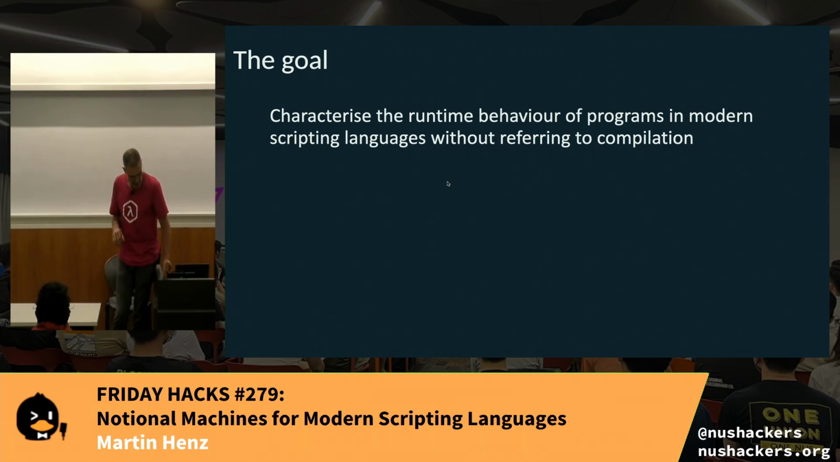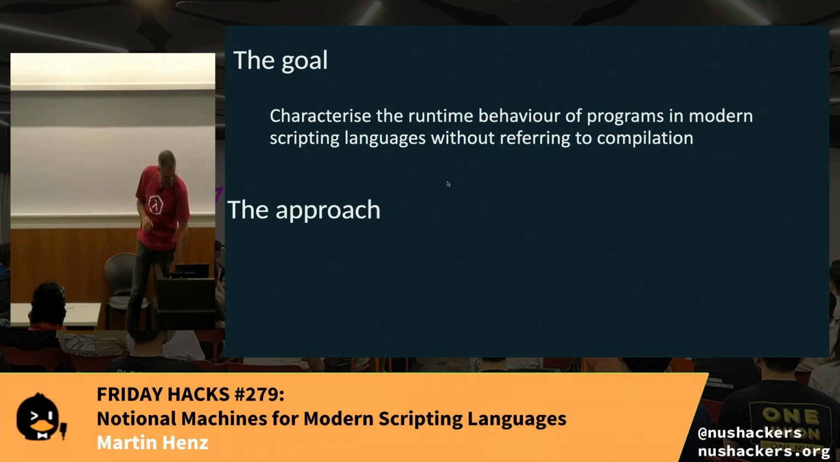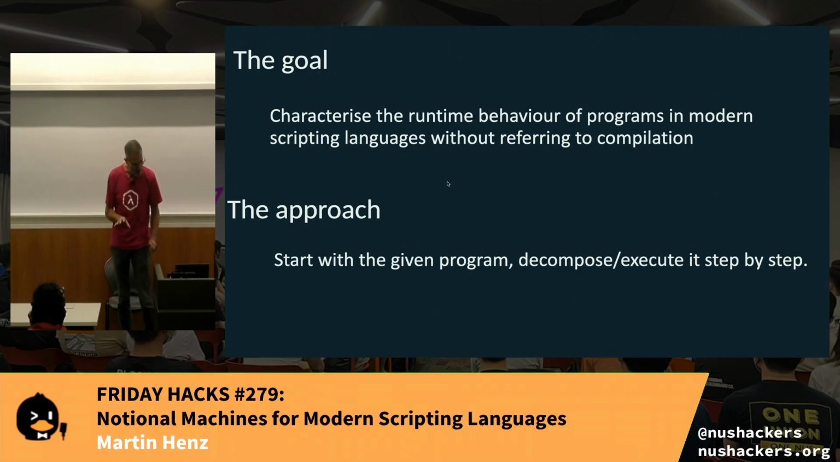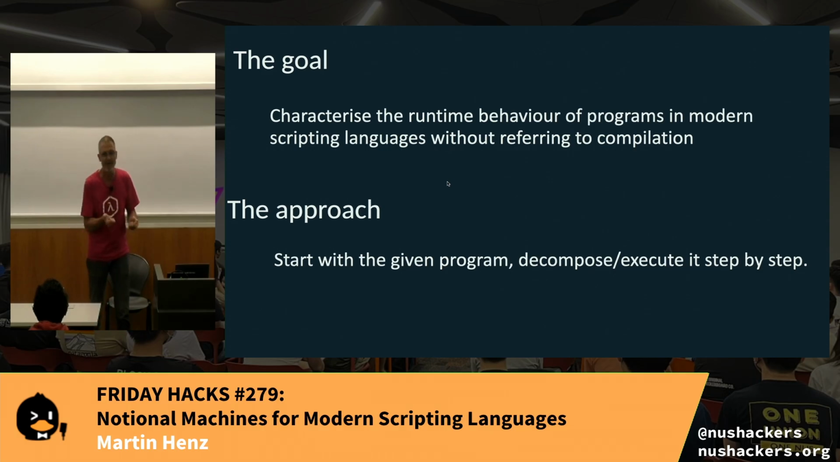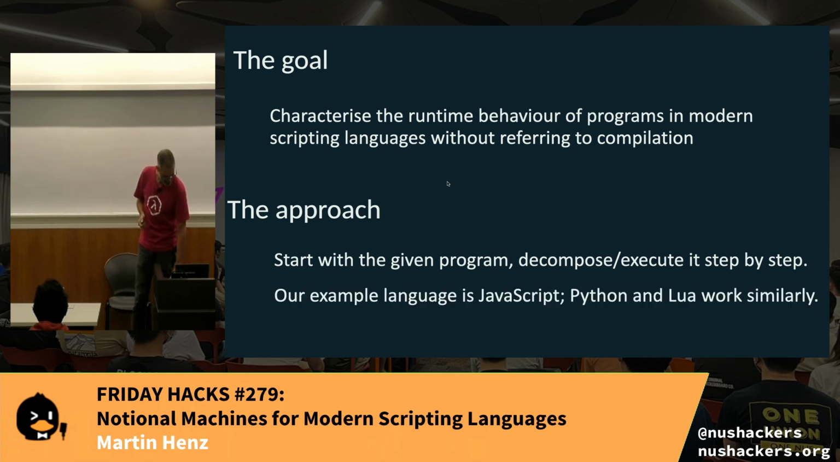So we would like to explain the execution of programs from first principles without saying, oh, we're going to first translate this program into something, and then you need to explain what that something does to your program. No, we want to do it from first principles. Now, the approach is to start with a given program and decompose the program systematically, step by step, until we have some sort of atomic units that we can explain very easily. That's the overall approach.